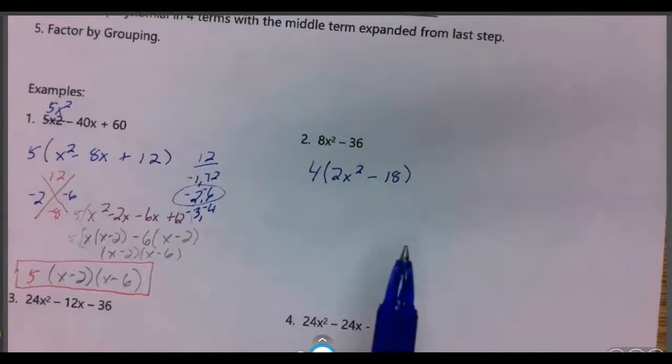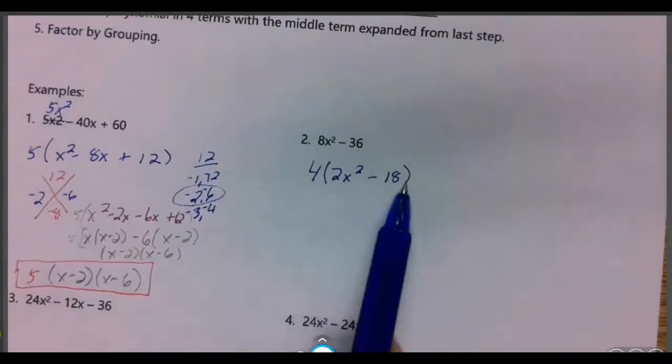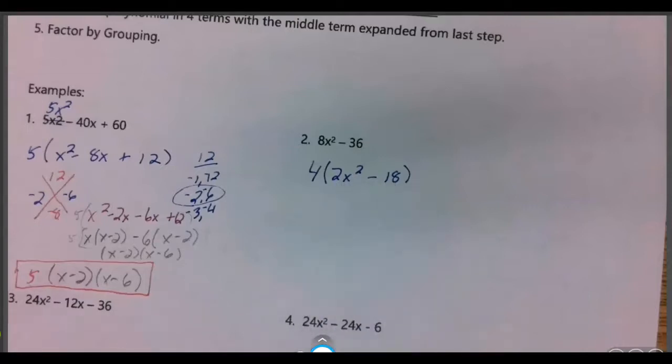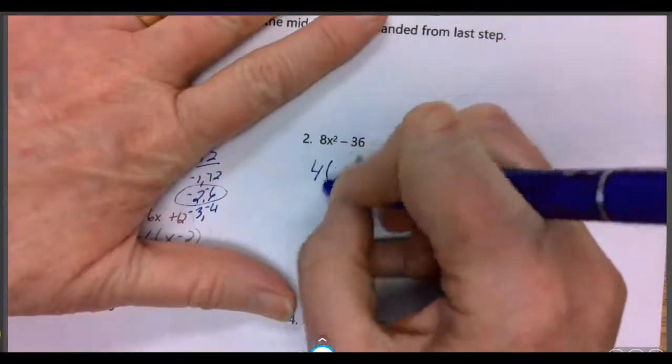Oh, wait a second. Hold on. Look at that. I could have taken out a bigger number. Can't I? Because let's see, they both have a 2. So hold on. What's my greatest common factor going to actually be?